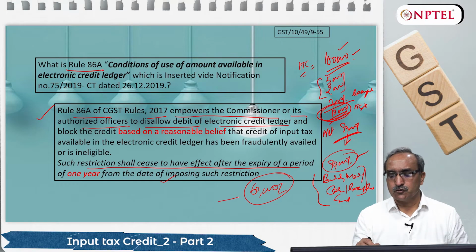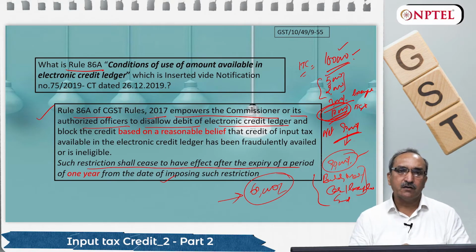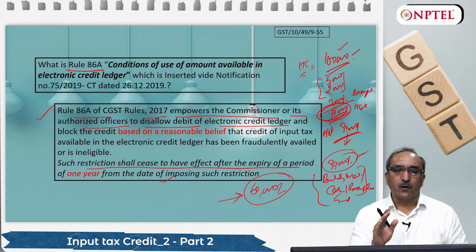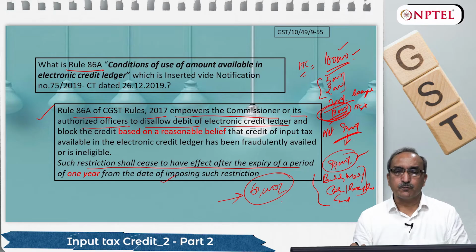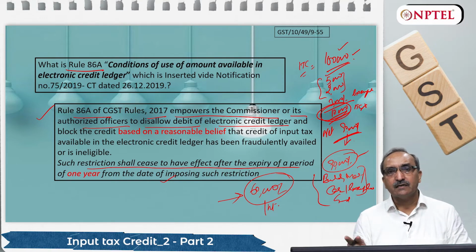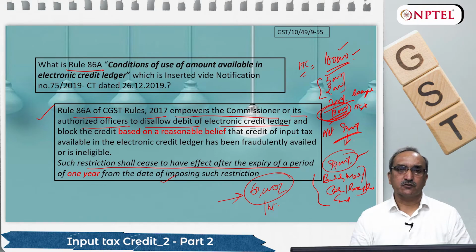So, in this situation, officers have power to block your credit ledger. And in that case, the 60,000 you have already availed by wrong procedure, you need to reverse it. You have to pay 60,000 rupees back to the government along with interest on it. And in addition to that, you are supposed to pay your tax also.